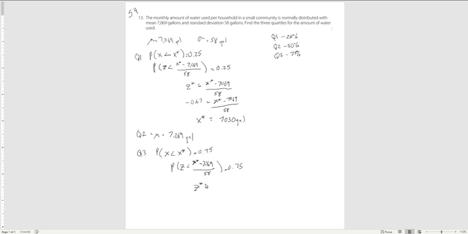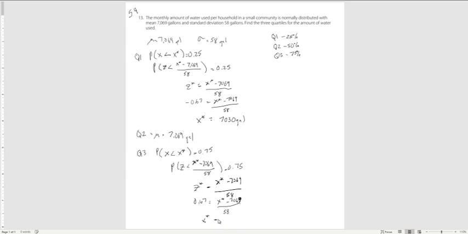So my Z star is going to equal X star minus 7,069 over 58. And for 0.75, we actually see 0.67. It's on the opposite side, so it's essentially the opposite sign. So again, here I can solve for X, cross multiply by 58, and add 7,069 to both sides. Where did that 5 come from? That's a 9. Copied that down wrong.